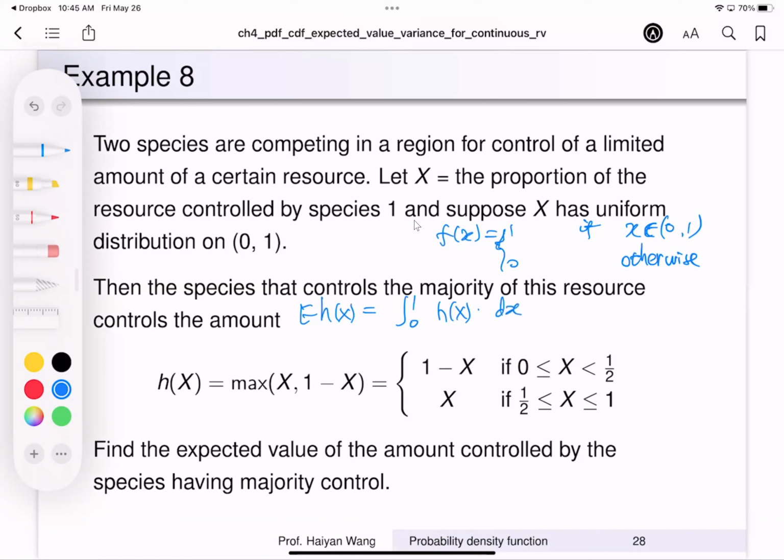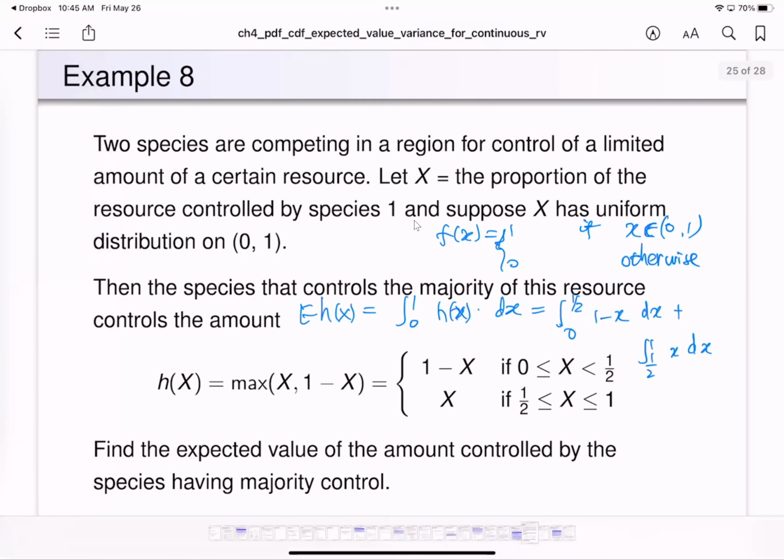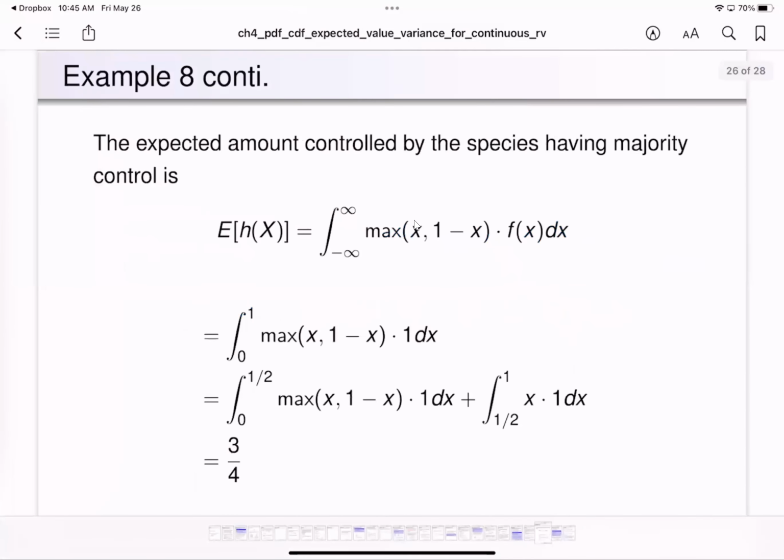That's the expected value. And since h(x) takes a different form on different ranges of x, we'll split it in two. One is from 0 to half, and in this case, h(x) is 1 minus x. And the other one is from half to 1, and this is x. And then we simply finish the computation that will give us the expected value for h of x. Okay, so in this case, it gives us the final answer, just 3/4.